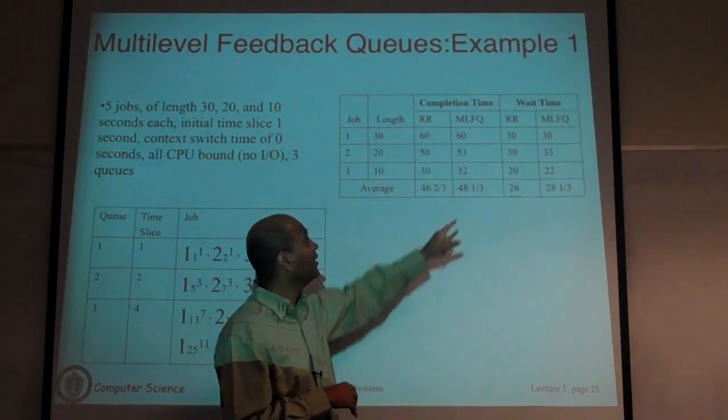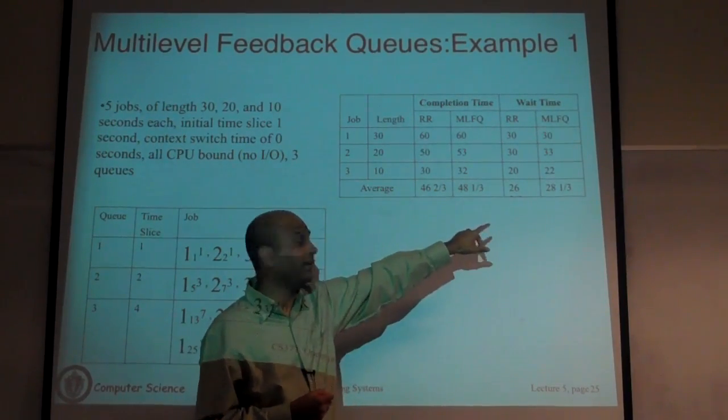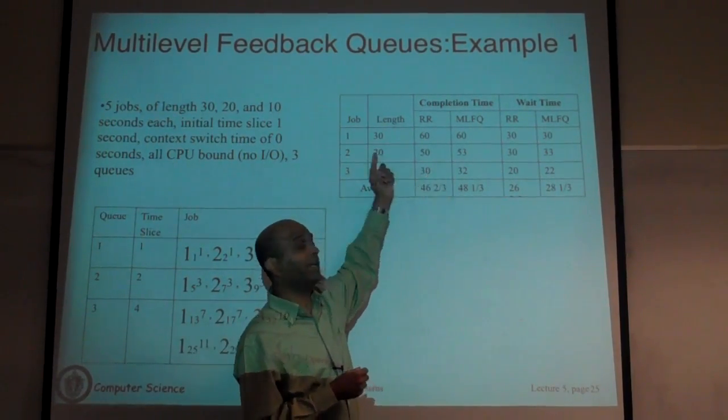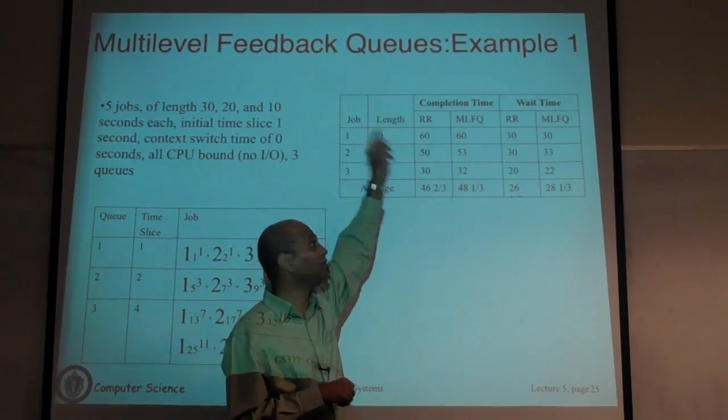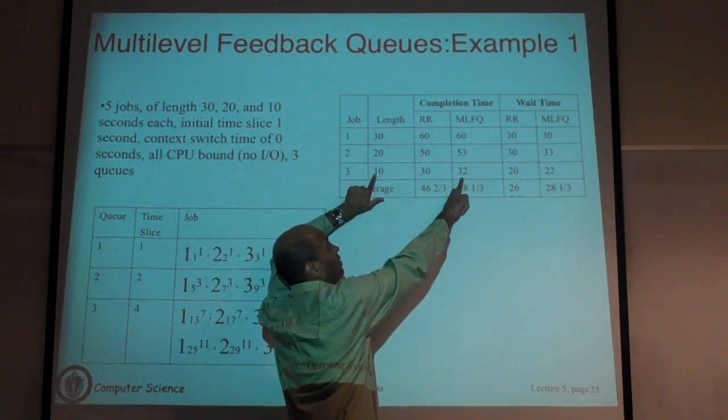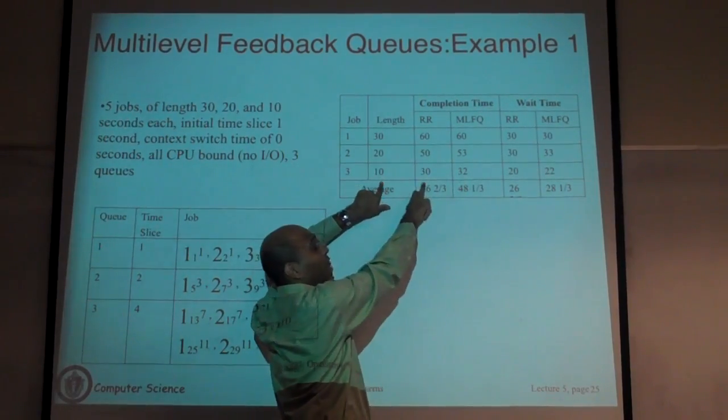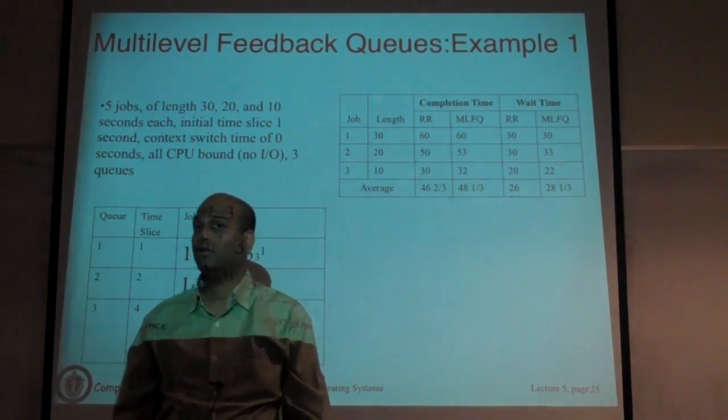Shouldn't be too difficult. Those are the wait times. Okay, wait time is still completion time minus job length minus arrival time. Arrival times are still 0, so we ignore them. So it's just the difference between this column and this column for MLFQ and these 2 columns for round robin.